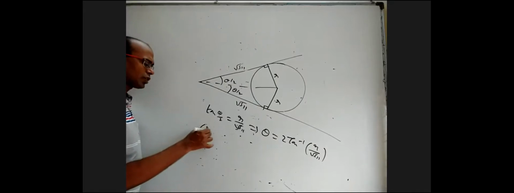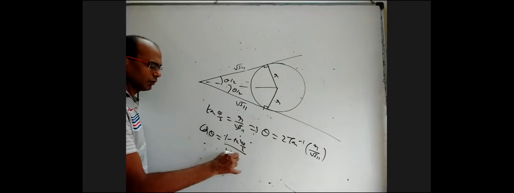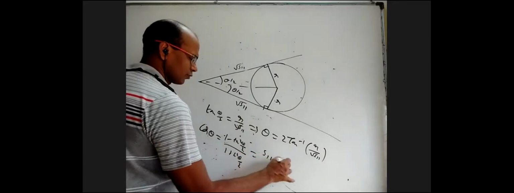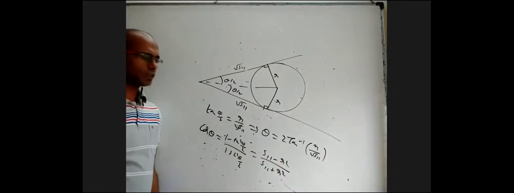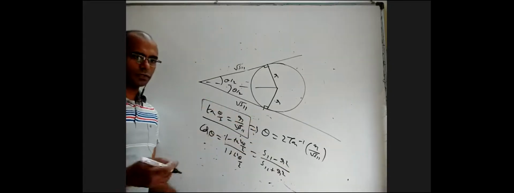If somebody wants to know cos theta, by any chance, you can write 1 minus tan square theta by 2 by 1 plus tan square theta by 2 and substitute r by root S11. Finally, we'll get S11 minus r square by S11 plus r square. This is not a formula that we use very frequently. We just use this. Somebody can ask sin theta, somebody can ask tan theta. You can do either way.